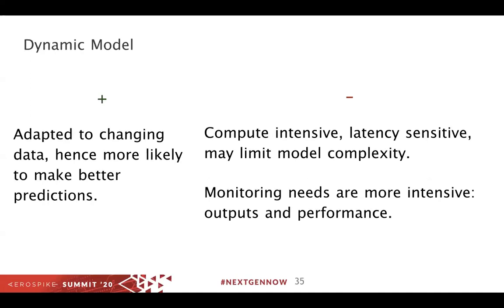Dynamic model is being trained as the input is coming in. For example, you made a prediction that some transaction is not a fraud, but then a chargeback came into your system and you have to update that this was a fraud. You do this live. The good thing, of course, is that it's adapted to changes and it's more likely to make better predictions, especially as the time goes since your last update of the model. But it's compute intensive, it can take longer time, so you have to put some limitations on it and you have to monitor both the outputs and the performance.